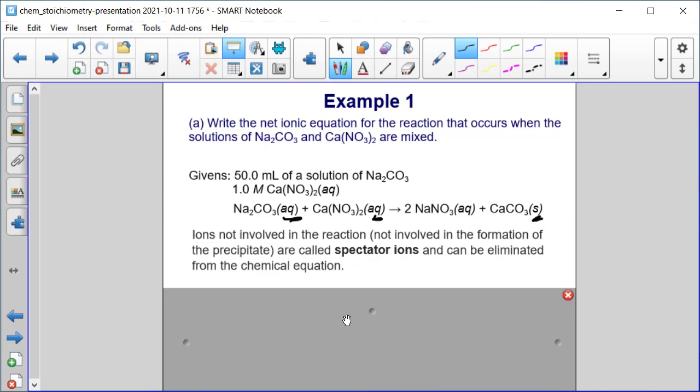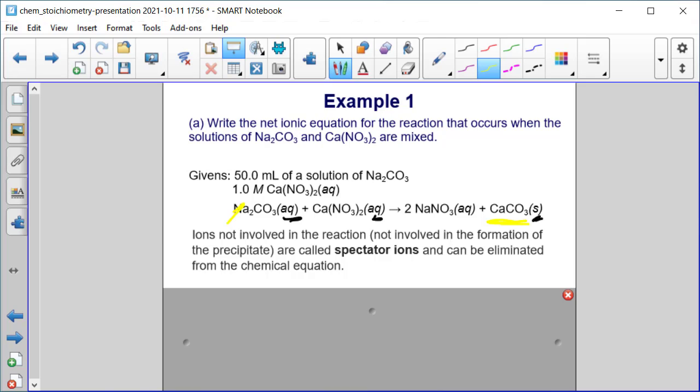Okay, so ions that are not involved in the reaction or not involved in the formation of the precipitate, remember that's our evidence that a reaction occurred, are called spectator ions. All they do is hang out in the solution. They don't participate in the reaction, and so we can eliminate them from the overall chemical equation. So take a look at what is it that forms our solid. What forms our solid are calcium and carbonate. So we don't need our net ionic equation to include the other 2 ions, and those other 2 ions would be the sodium and the nitrate.